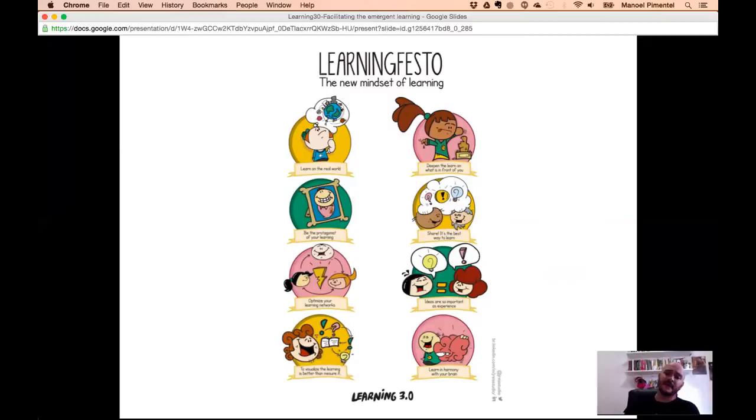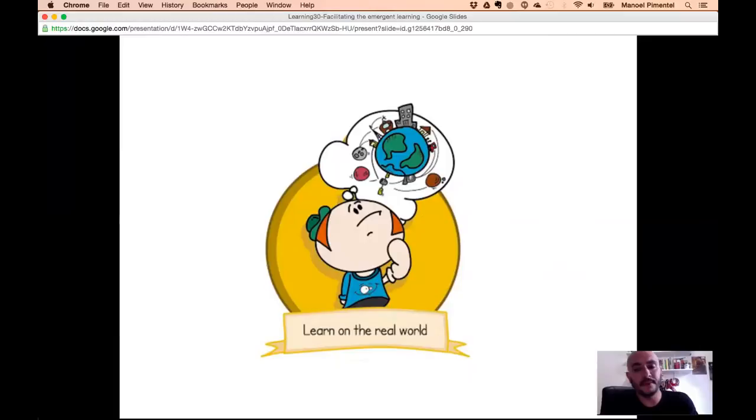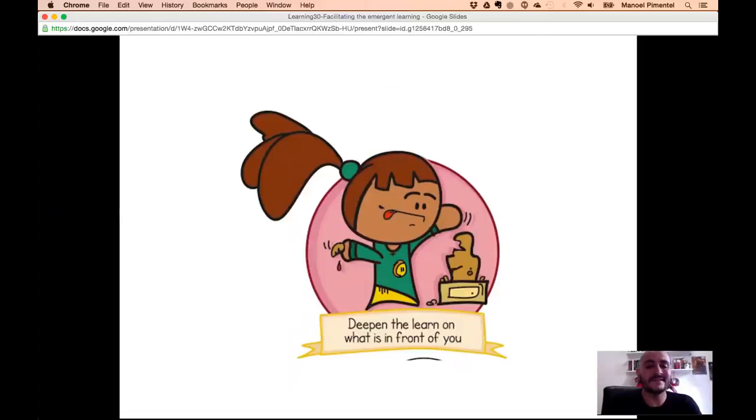You can read these principles in more detail later on, right? But I will briefly show you these principles. If you access the Learn 3.0 website, you'll find these principles in more detail. Let's start with the first one. It's very important that you learn in the real world, okay? The second one: deepen the learning on what is in front of you.